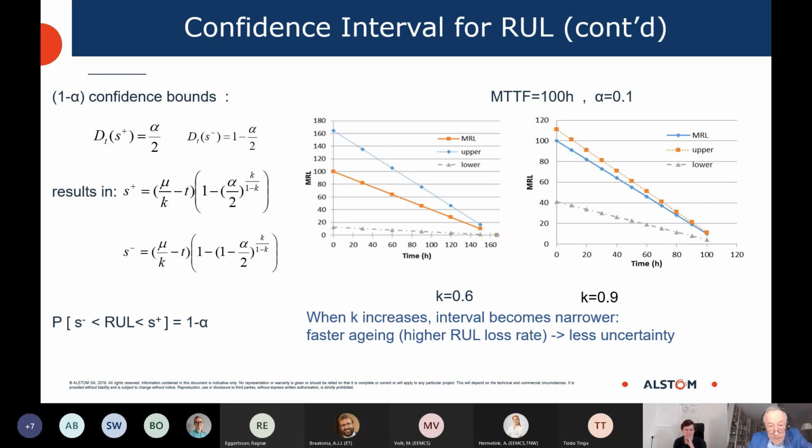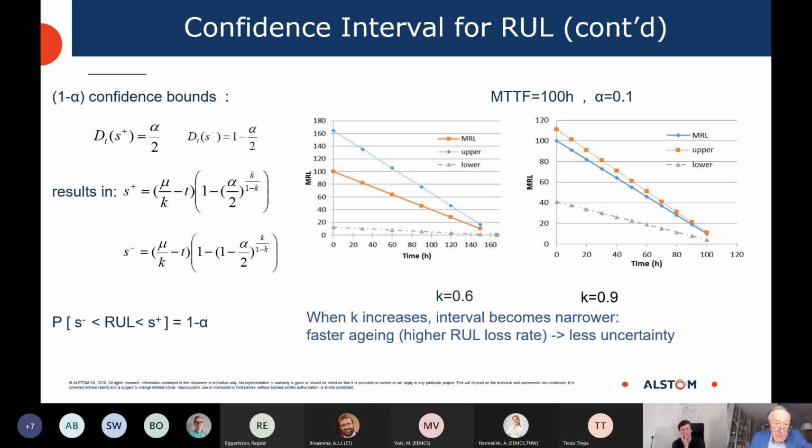And this is the case for k equal 0.6, fairly small value of k. And to the right, you have the same for k equal 0.9. And an interesting property is that when k increases, the interval becomes narrower. So what does that mean? When the aging or the loss of RUL becomes higher, there is less uncertainty. It's intuitive. If the asset ages very fast, we have a very high dynamics of degradation, then there is little uncertainty. It degrades very quickly.